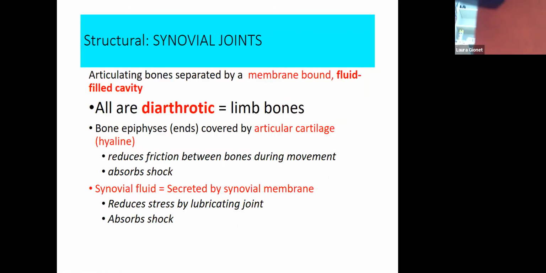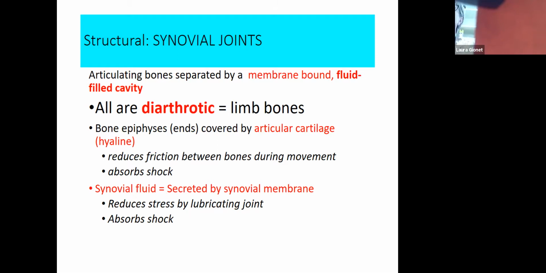Then we go to structural joints. Synovial joints: articulating bones are separated by a membrane-bound fluid cavity. So it's sort of like having a water balloon between two bones, because there's going to be a lot of fluid to reduce friction, and it's under pressure there. Synovial joints will impart a lot of movement, right?